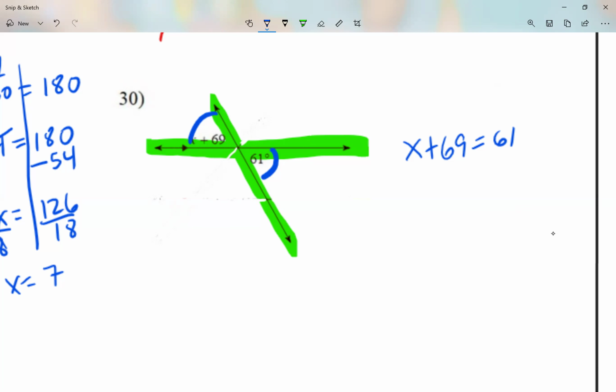Now to have the x by itself, the plus 69, let me move it over as a minus 69. So x equals 61 minus 69, which happens to be negative 8. So x is equal to negative 8.